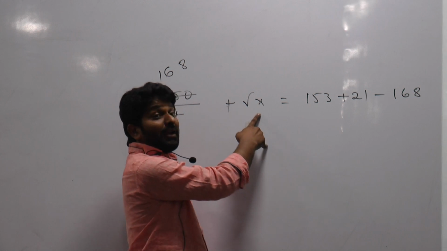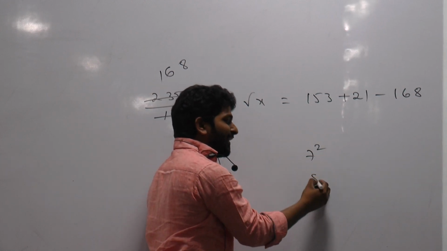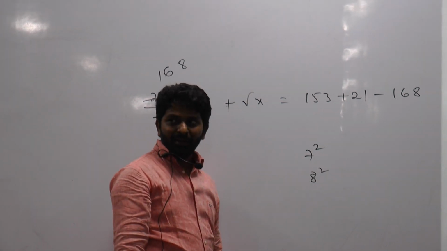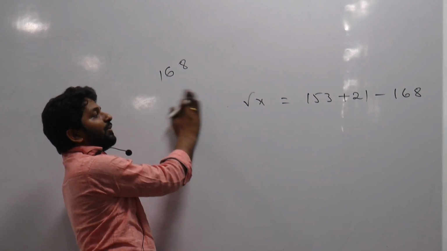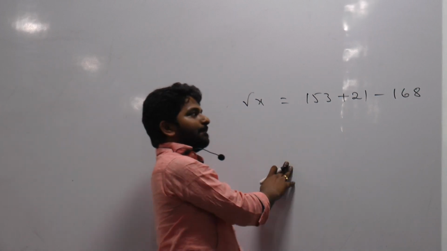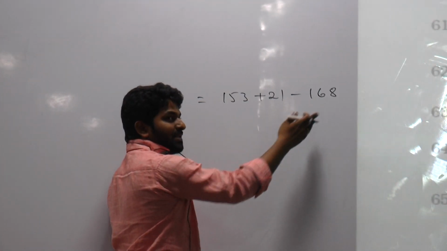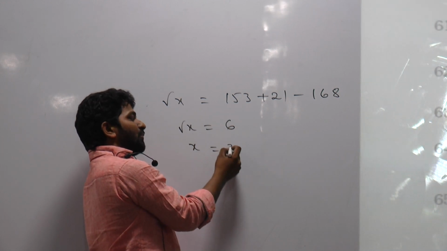Because this is the under root value, right? Need to be very careful, because the difference between 7 square and 8 square is comfortable in number. Now take this 168 to the right hand side, that becomes minus 168. 174 minus 168, so root x is equal to 6, x is equal to 36.